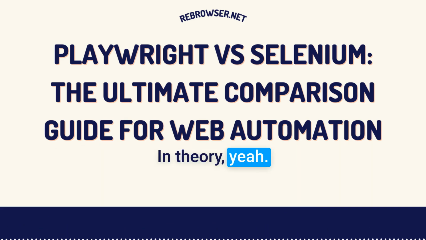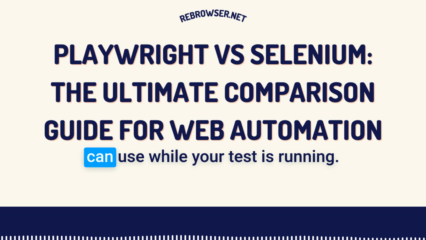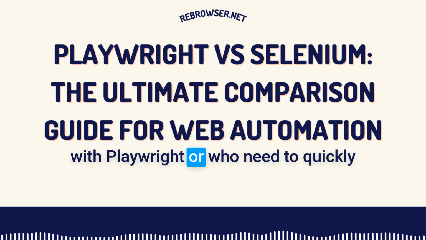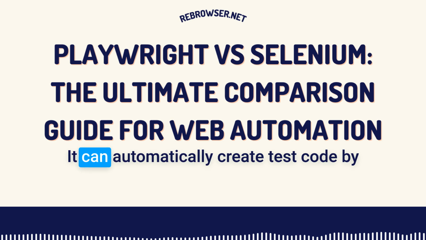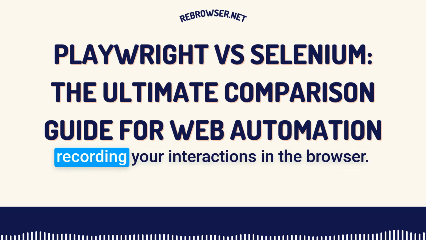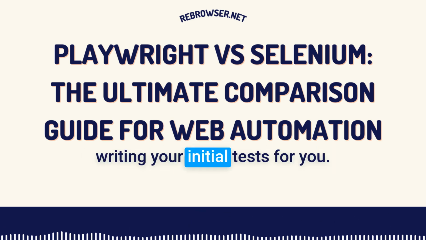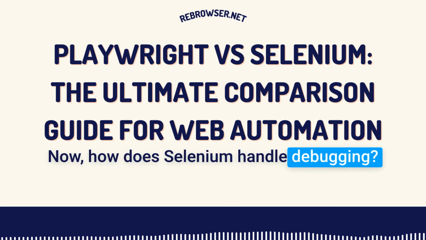In theory, yeah. Plus, there's the inspector tool, which is like a live DOM explorer you can use while your test is running. And for those of you just getting started with Playwright or who need to quickly generate basic test scripts, there's CodeGen. It can automatically create test code by recording your interactions in the browser. So it's like having a little helper bot writing your initial tests for you. Kinda, yeah. That's cool. Now, how does Selenium handle debugging?